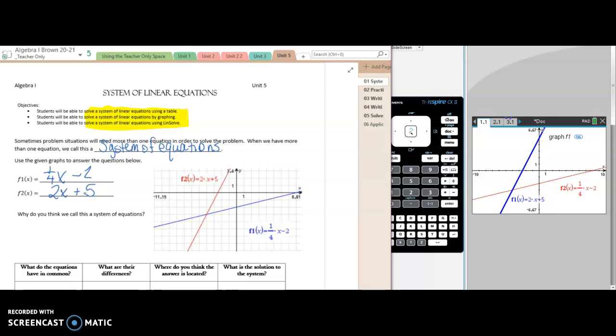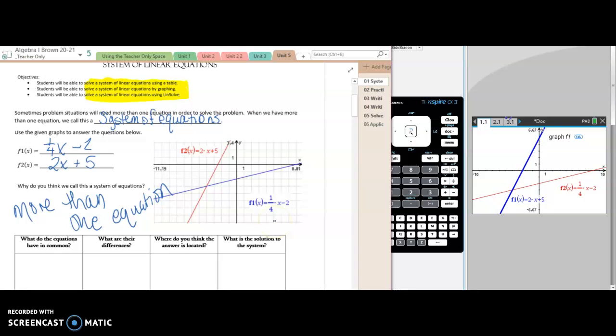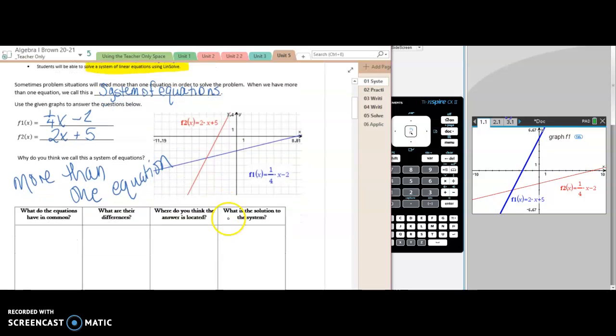So why do you think we call this a system of equations? Because there is more than one equation. It's a system. Think about even in science, you have systems. It's more than one thing. So this is a system of linear equations. So you have linear equations, there's more than one of them, so it's more than one equation.